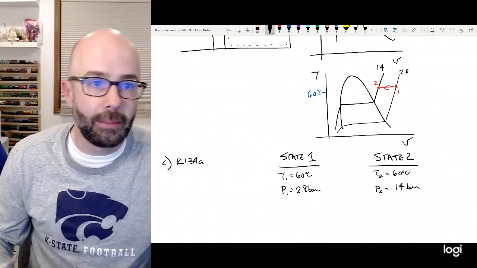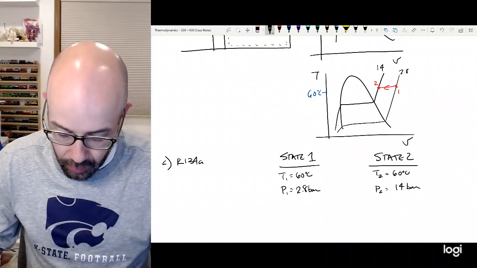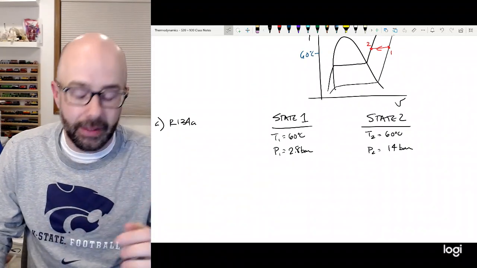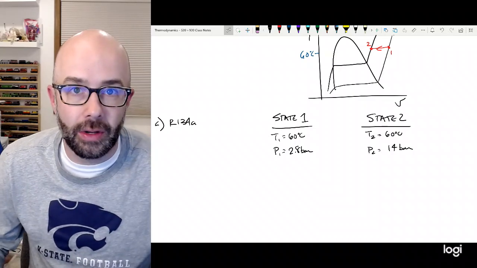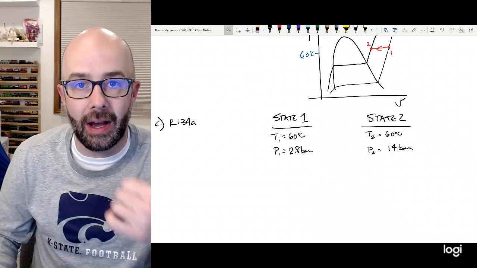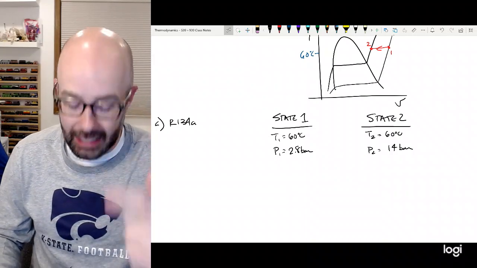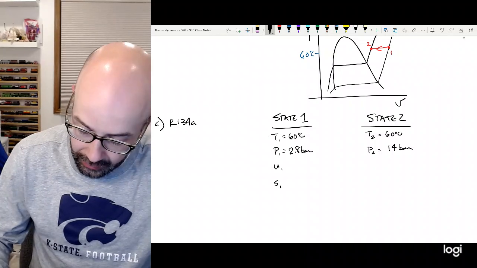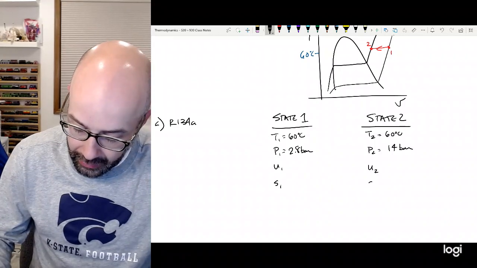And we go to our tables, and like I said, I'd love to pull the tables right now so that you can see those, but I think it's something that you're comfortable doing. If you want to pause right now and go look these values up, we're going to look up values for internal energy and entropy here. So internal energy 1, entropy 1, internal energy 2, entropy 2.